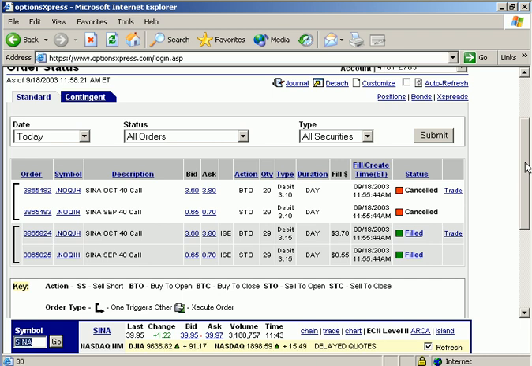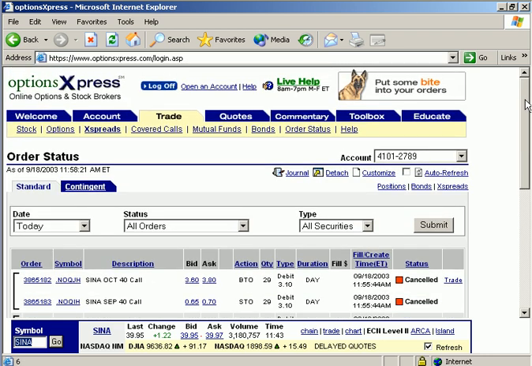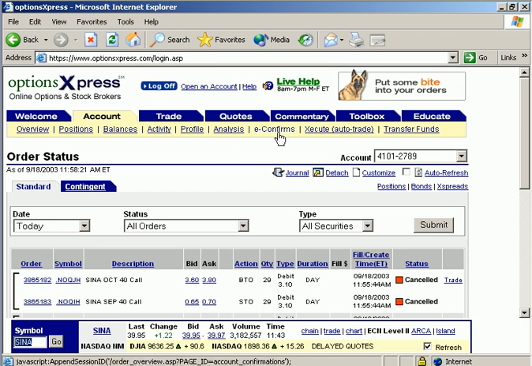Okay, what happened was the order actually filled itself, and this is the actual fill price. We bought the long term at $3.70. We sold the short term at 55 cents. So now we can actually calculate how much money we had going into the account. Let's go ahead and see how much money we had coming into the account. How do you see how much money is coming into the account? Let's go to the account link, click, and let's go to eConfirms.